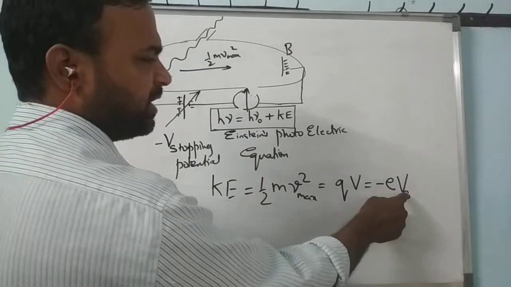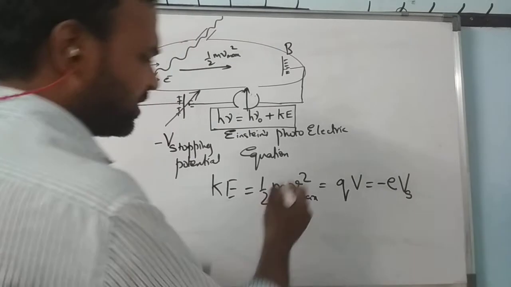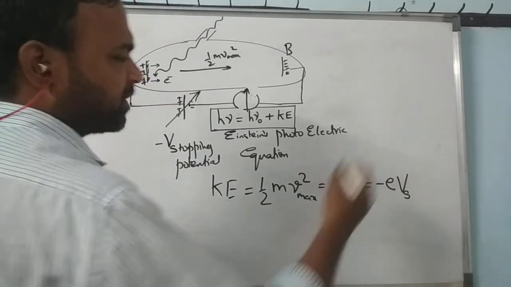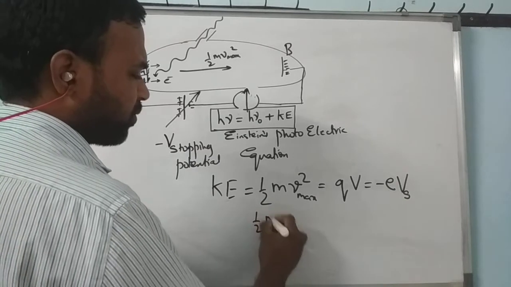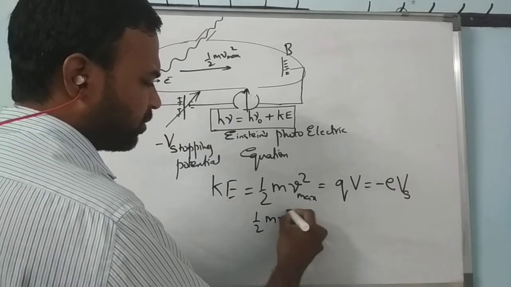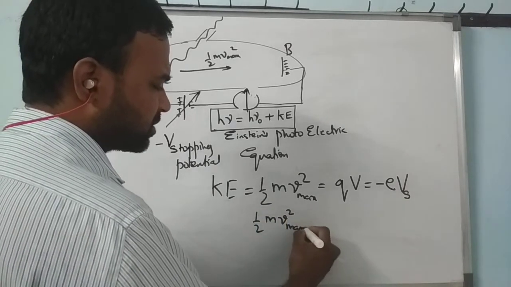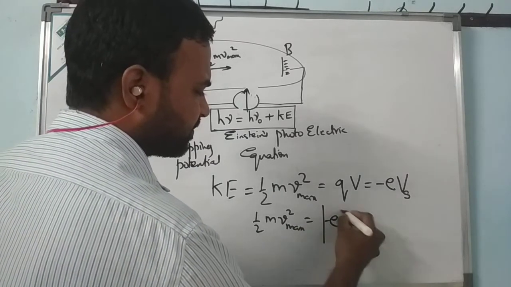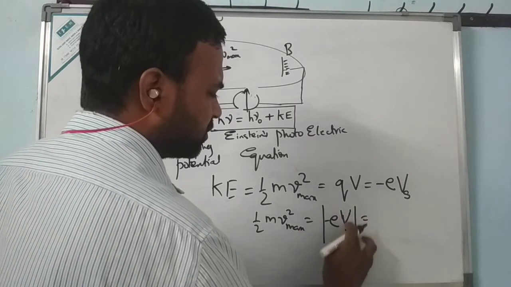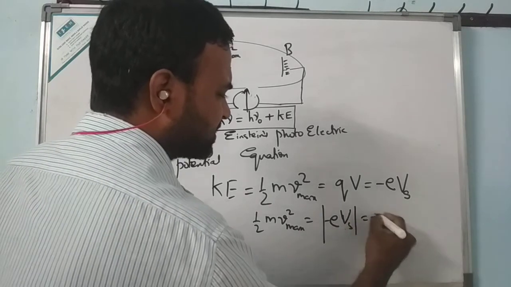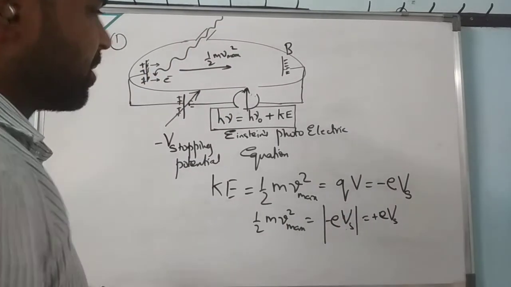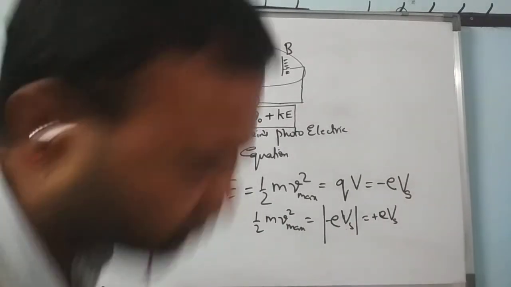So minus eVs. Now kinetic energy, being a square of velocity, even though we put negative here, we just want the modulus part only. So what we write in numericals is half m v max square is basically the modulus of eVs. So that turns out to be simply plus eVs. Okay.